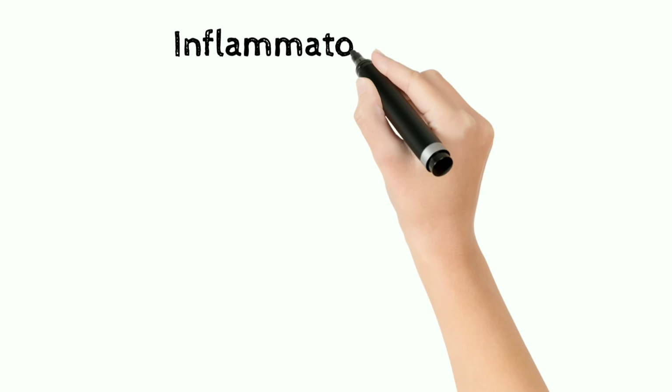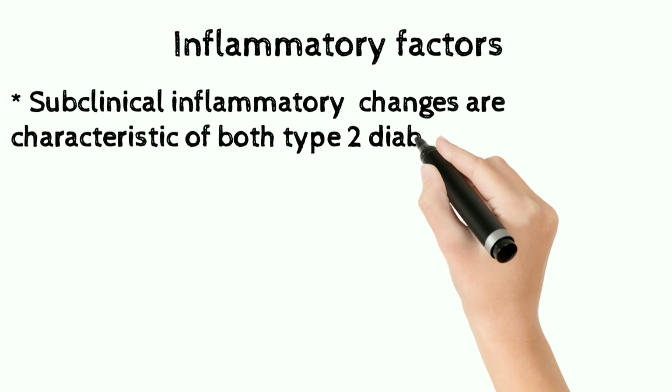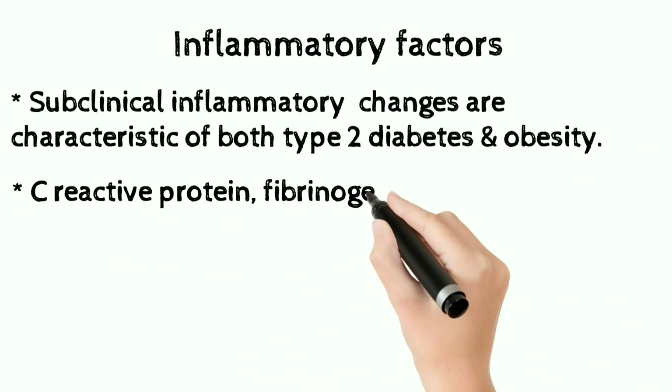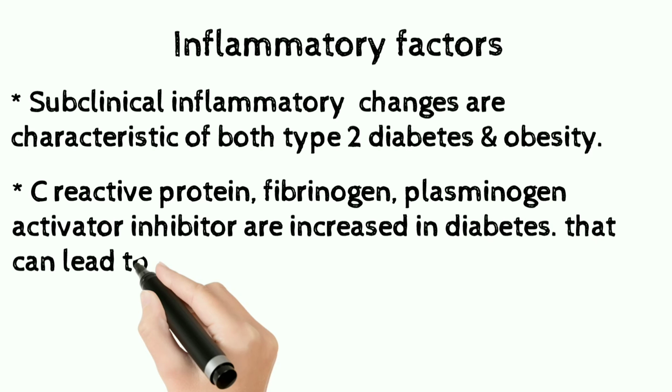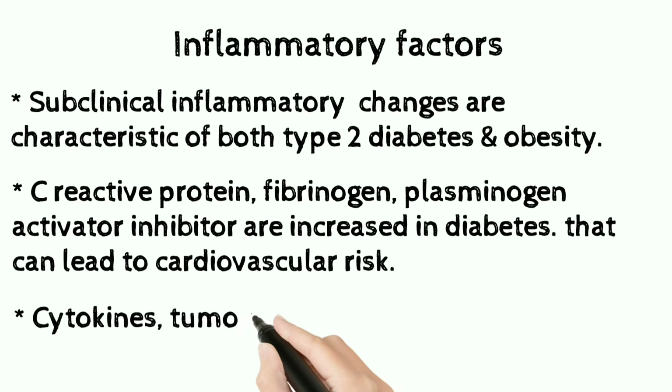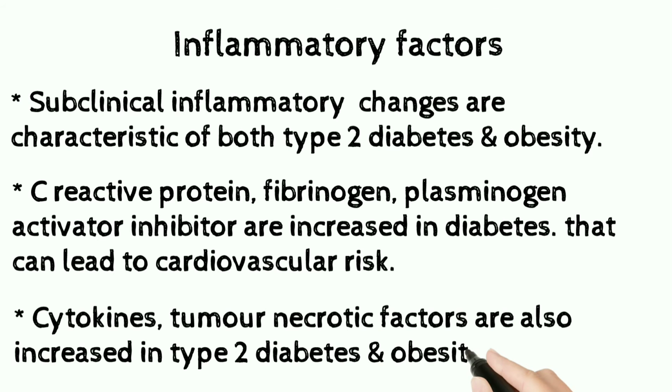Final one is inflammatory factors. Subclinical inflammatory changes are characteristic of both type 2 diabetes and obesity. C-reactive protein, fibrinogen and plasminogen activator inhibitor are increased in diabetes. They can lead to cardiovascular risk. Cytokines and tumor necrosis factors are also increased in this disease. The inflammatory factors can favor the pathogenesis of diabetes.